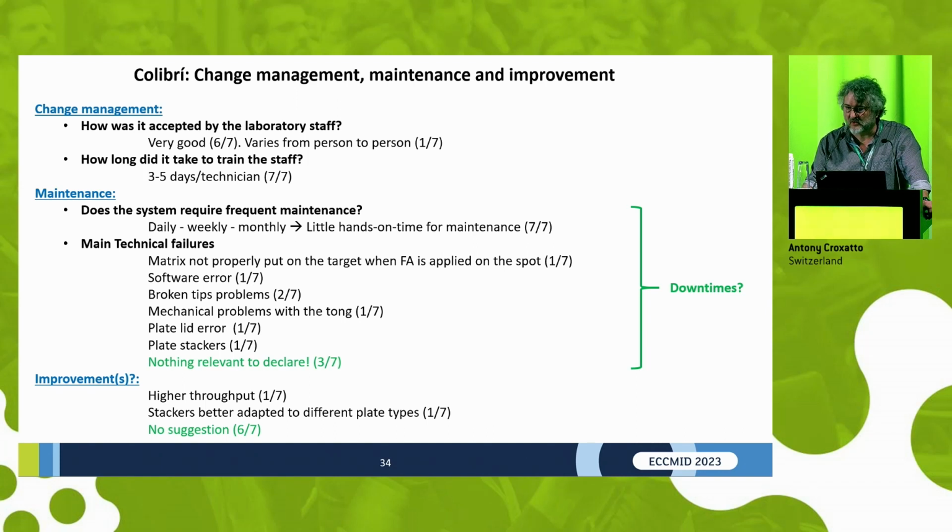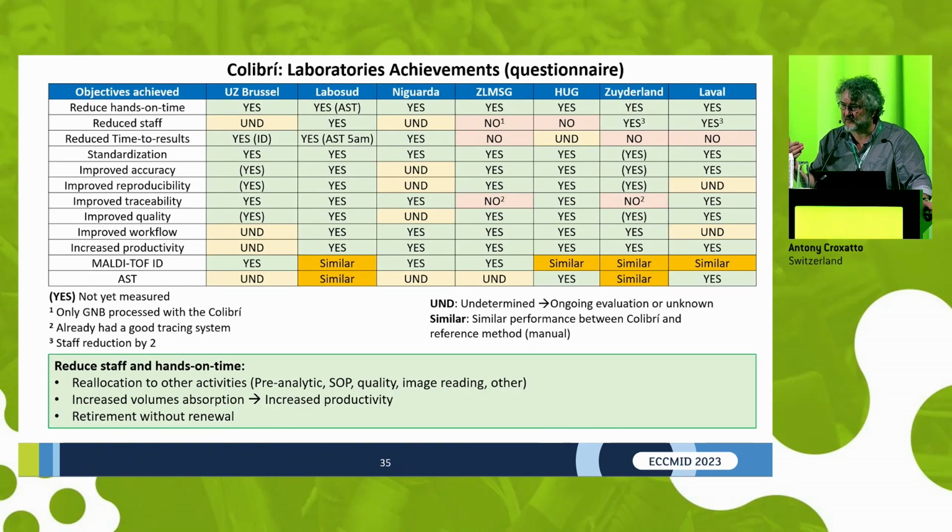And the improvement, for one lab, higher throughput maybe, stackers better adapted to different plate types. This is always a small issue with the system, but most of the labs, 6 out of 7, had nothing to ask for improvement, which basically shows that the Colibri is really reaching the expectations. When I come back to the first question I asked at the end, whether the laboratories achieved what they were expecting, you can see on this list that for most of the items, yes, they did, or they are still under evaluation. For some items, the answer was no.